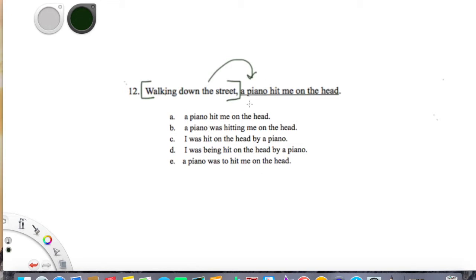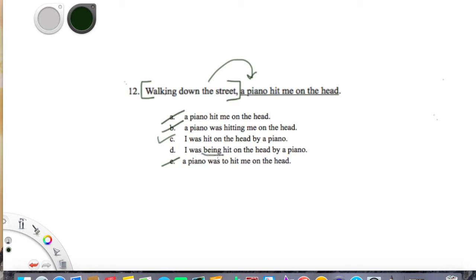But the deal is, of course, that the piano is not walking down the street unless this is some cartoon or something. It is the person who was hit on the head by a piano that is walking down the street. So we need to put the person at the beginning where the piano is if we want the sentence to read correctly. So we can cross out everything with a piano at the beginning, because unless this is a cartoon, the piano is not walking down the street. So looking at C and D, we see walking down the street, I was hit on the head by a piano, looks pretty good. And then I was being hit on the head by a piano.